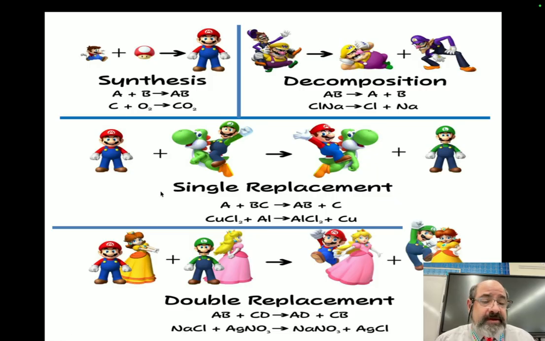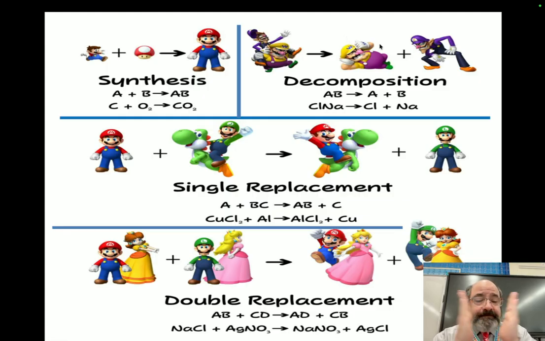So here's an example, and we love our friend Mario. So here is baby Mario and a toad, and then, oh no, they synthesize, meaning they come together to make a big Mario. So A plus B, that's the generic formula, makes AB. An actual formula would be carbon plus oxygen makes carbon dioxide. That is synthesis. Two things coming together. Easy.